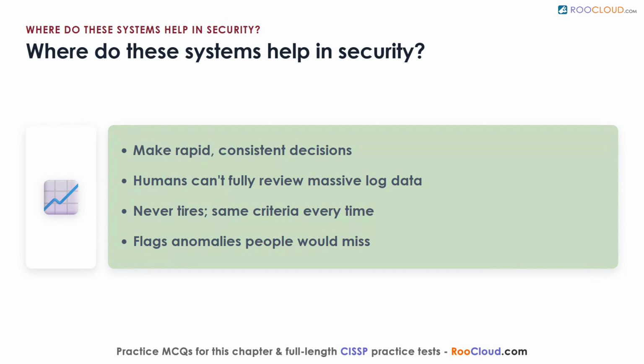Where do these systems help in security? Knowledge-based techniques have real value in security precisely because they make rapid, consistent decisions. One of the hardest problems in the field is that human administrators simply cannot pore over the enormous volumes of log and audit data thoroughly enough to catch every anomaly. A system that never tires and applies the same criteria every time is a natural fit for that grind. Think of it as a tireless analyst reviewing every line of every log at machine speed, flagging the oddities a human would inevitably miss.